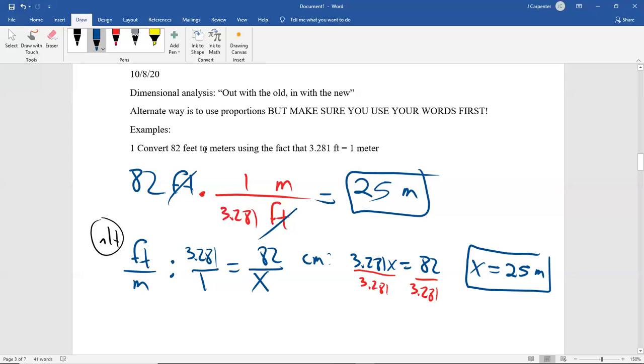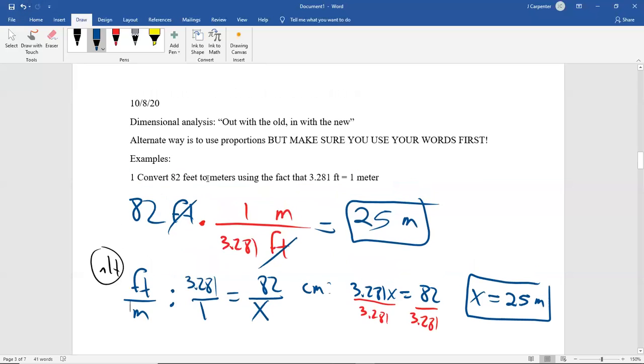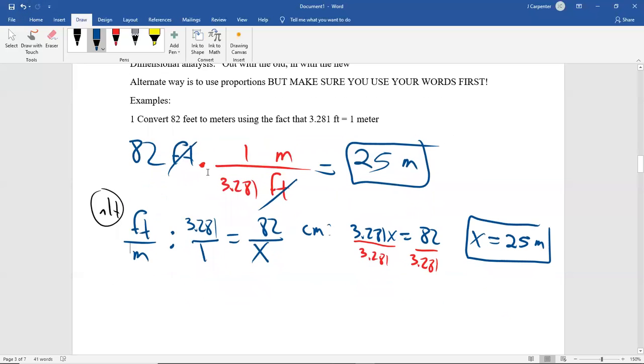You can even make a proportion table out of this if you absolutely have to. That is perfectly fine, and we'll get you your answer. You'd literally end up making the same proportion, so I'm not going to show that. So there is our first example.